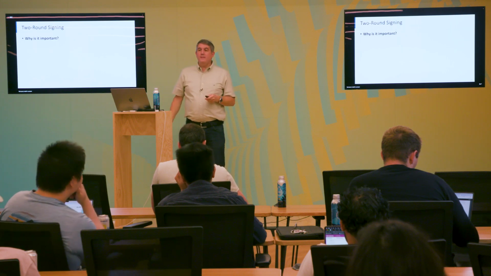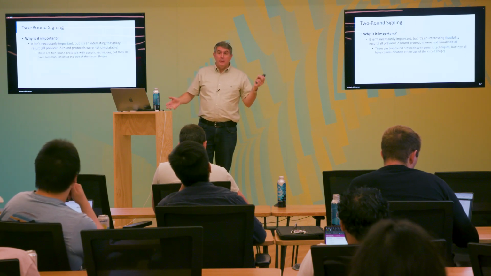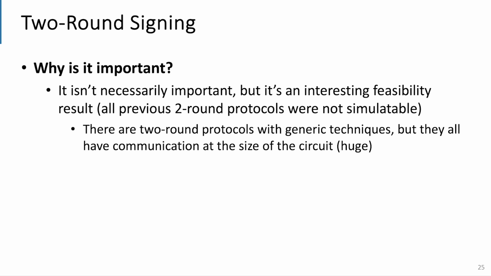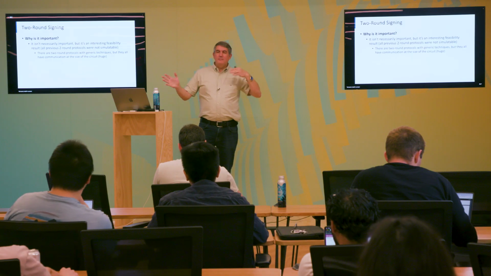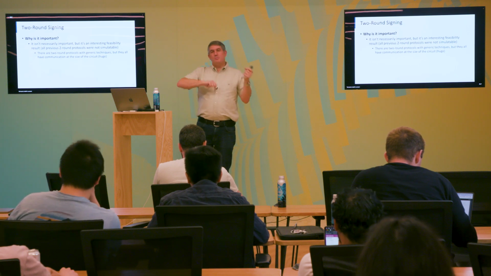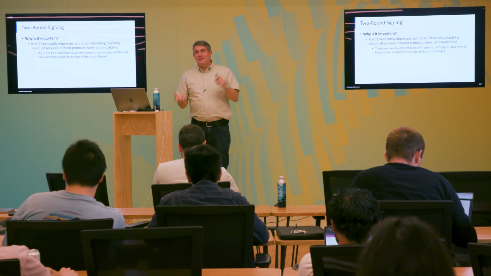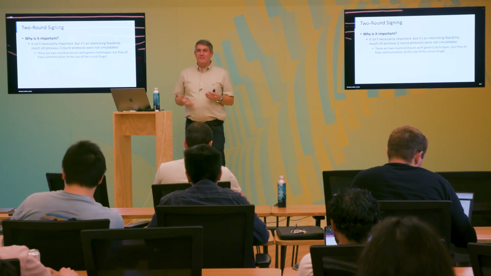Okay, so why is 2-round signing important? Not necessarily important, to be honest. But I think it's an interesting type of feasibility result. Well, I don't know, feasibility result might be pushing things. Certainly 2-round protocols for Schnorr, in the past, were all not simulatable, but you do have these papers which, using generic techniques, can do 2-round MPC, but they all work with the circuit. So I could state this as a feasibility result, the first protocol for 2-round simulatable signing with communication that is smaller than the circuit size.